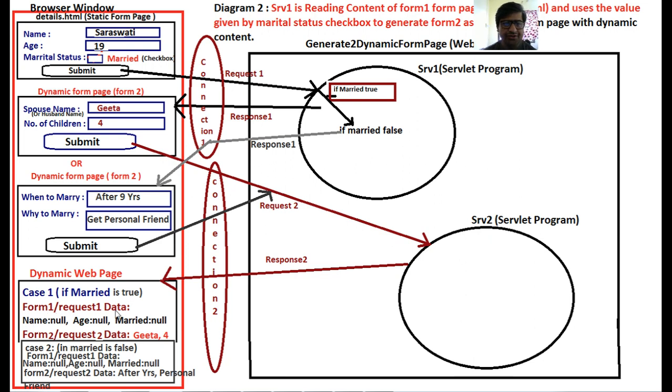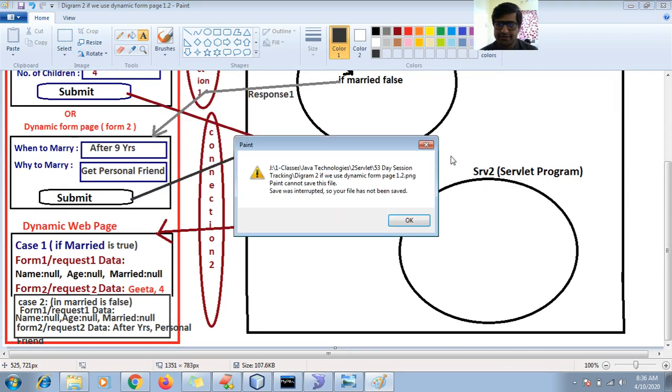Form 1 request 1 data: name is null, age is null, married is null. Don't worry, I will prove this practically. Even in case 2, name is null, age is null, and married is null, but request 2 data is available. So guys, this is the case.